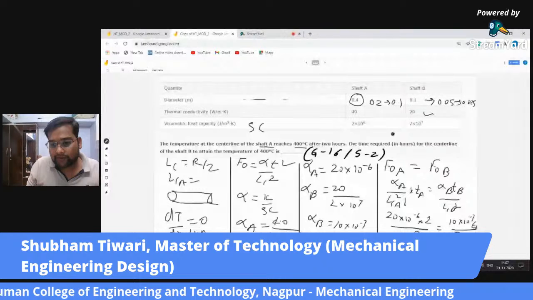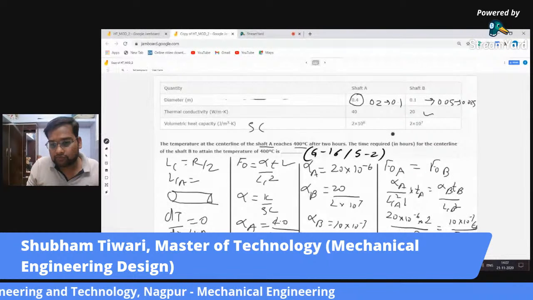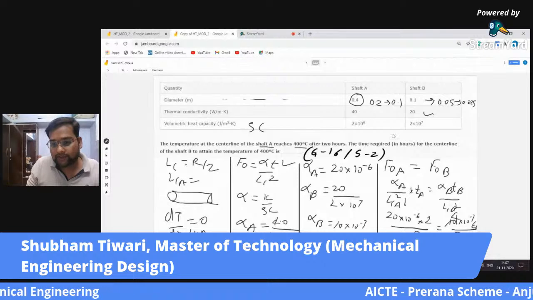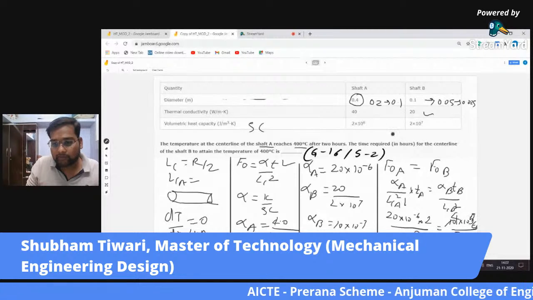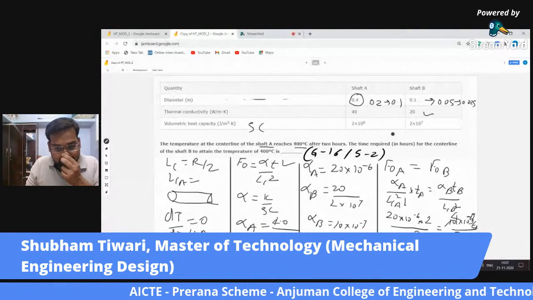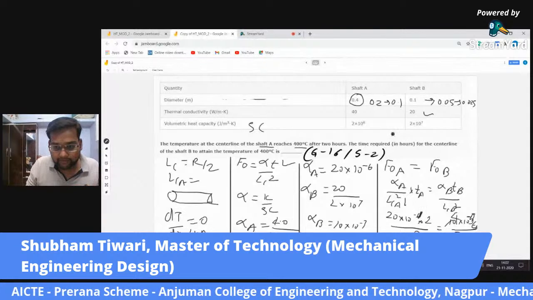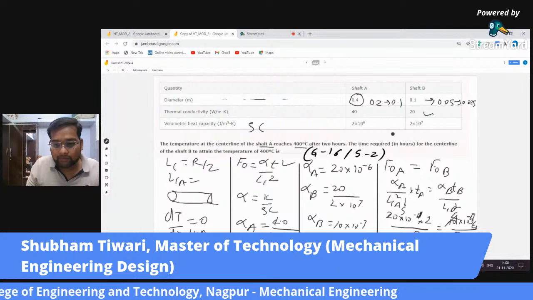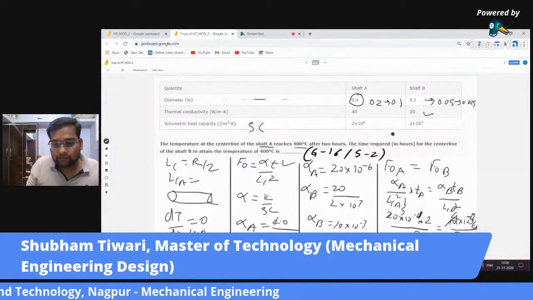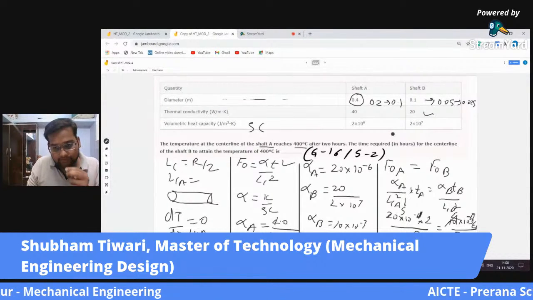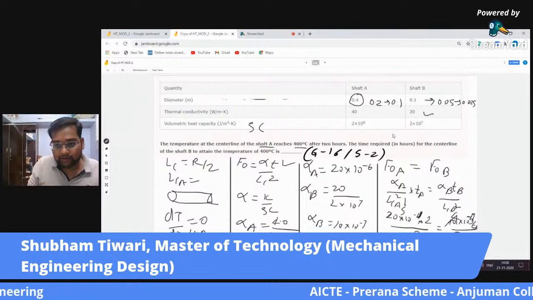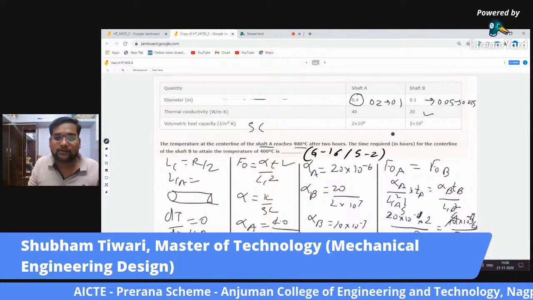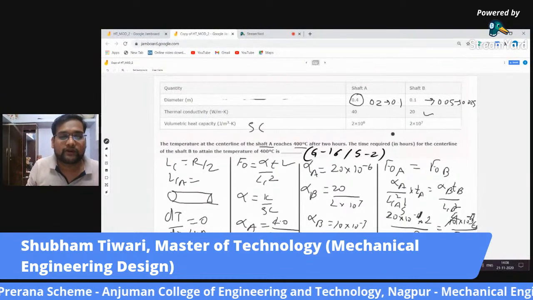We can write it as 2.5 into 10 raised to power minus 2. So this will become 4 and this 10 raised to power minus 2 will cancel out. Then we will have 10 raised to power minus 5 here. So this will just remain 10 raised to power minus 1. This will become 5, 5 into 10 raised to power minus 1 into 2. And here we will have T B. 2.5 hours will be your answer. If you solve this question, you will find the answer to be 2.5 hours.